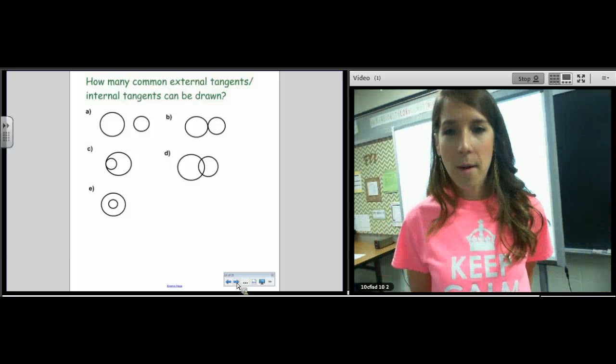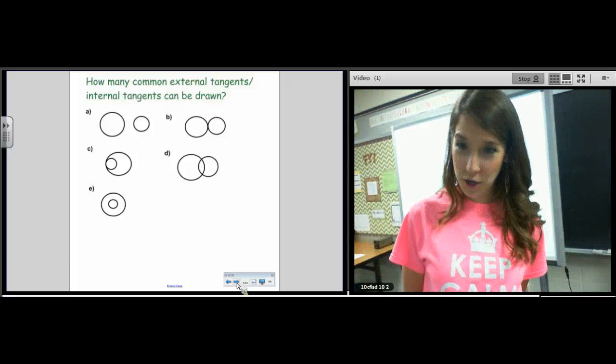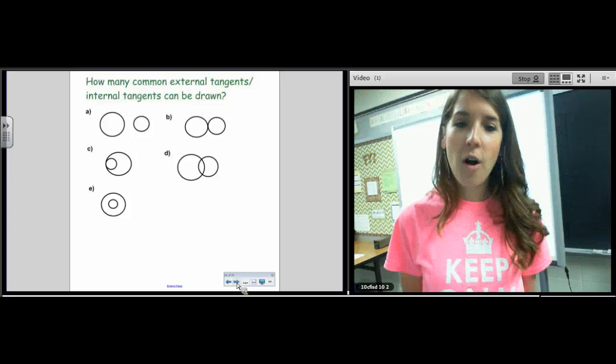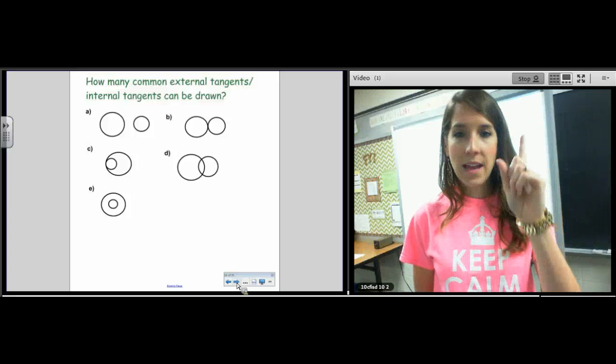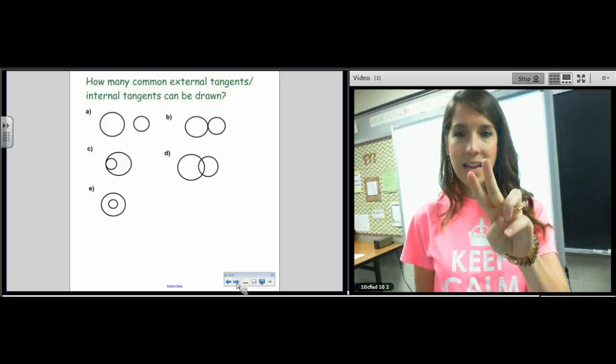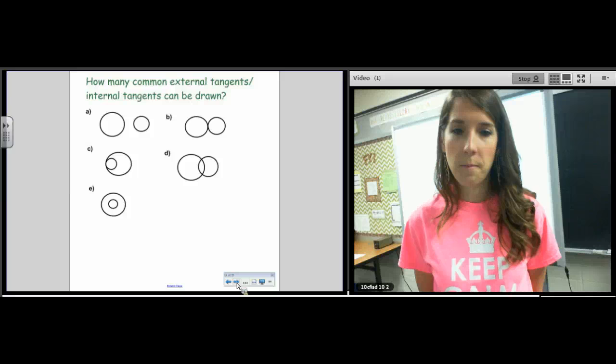So, let's see if we can name how many common external tangents and internal tangents can be drawn. We're all going to look only at A. Just look at A. Tell me how many external tangents you can draw and tell me how many internal tangents you can draw.